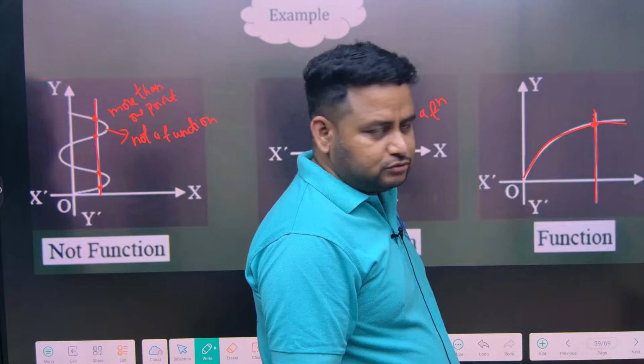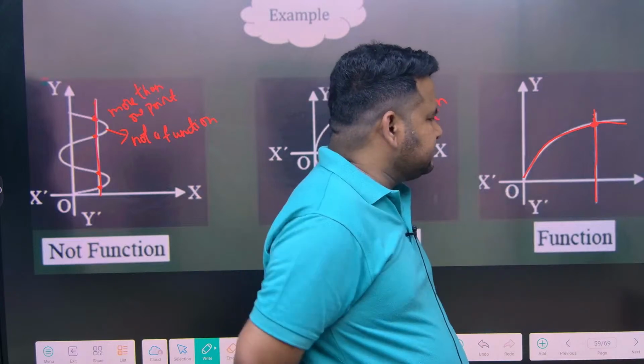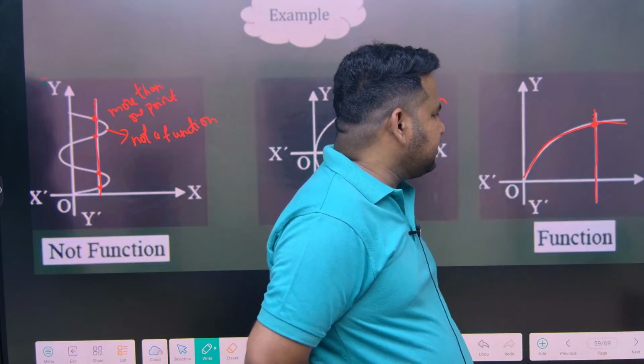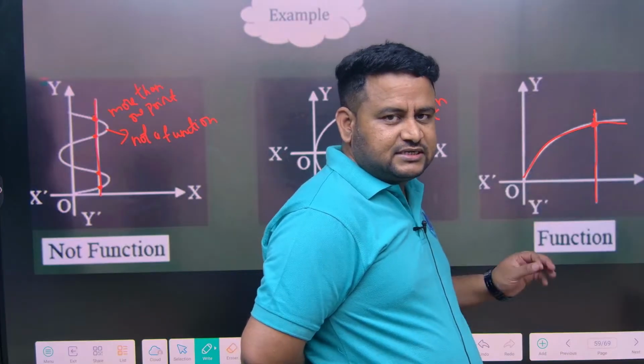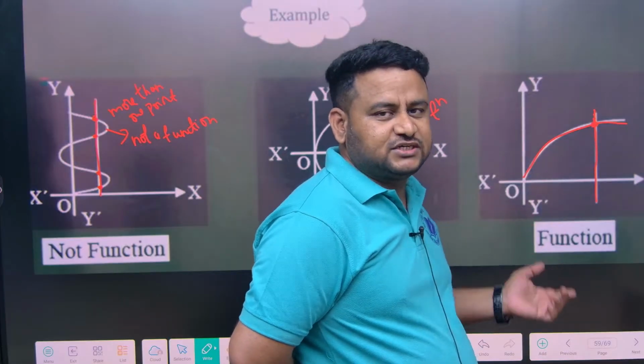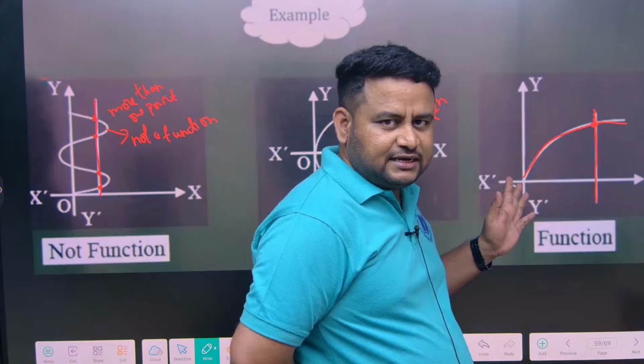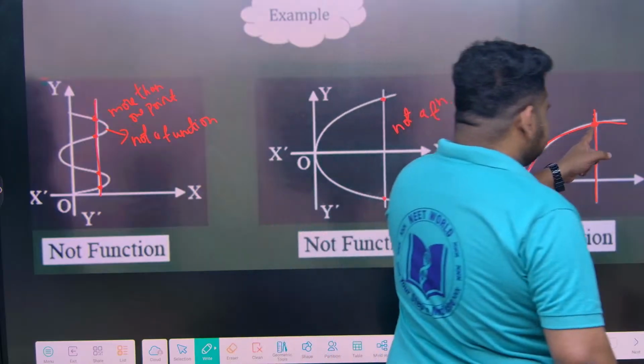Instead of cut, the better word is what? Intersect. Okay, it is intersected at only 1 point. If it is intersecting at more than 1 point, it is not a function. If it is intersecting at 1 point, it is a function. Definitely it is intersecting only at 1 point.